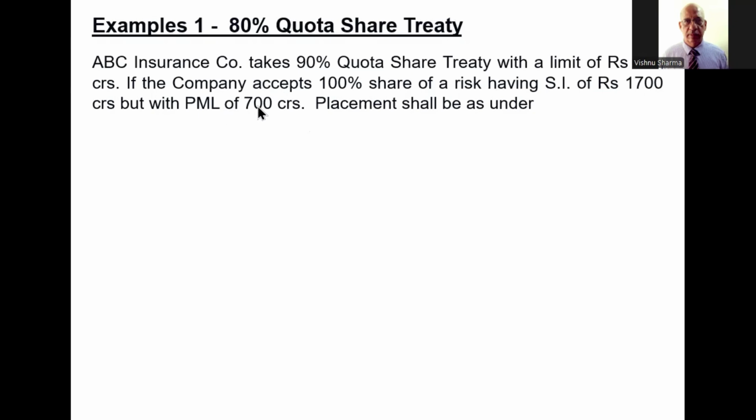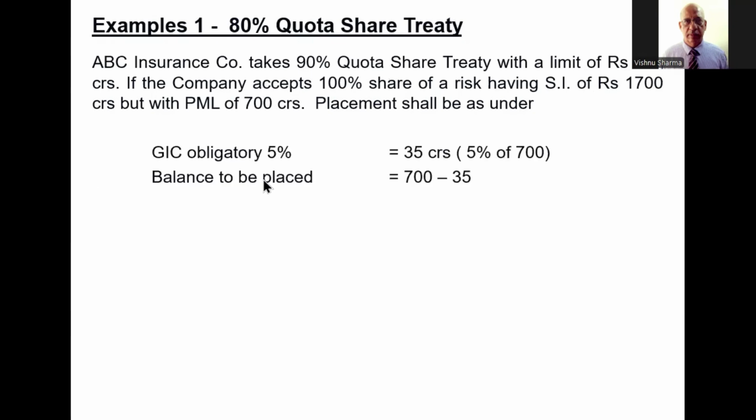There is no loss limit. And the company has got a quota share treaty with a limit of 500 crores, and 90% quota share limit. So how shall the placement be done in this particular case? First of all, you see obligatory cession, it is coming to 35 crores, 5% of 700. 700 we are placing because PML is 700. So our calculation will be done based on 700 crores PML. So 5%, 35 crores will go to GIC.